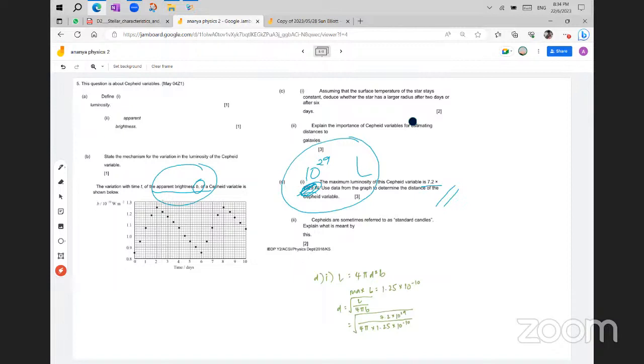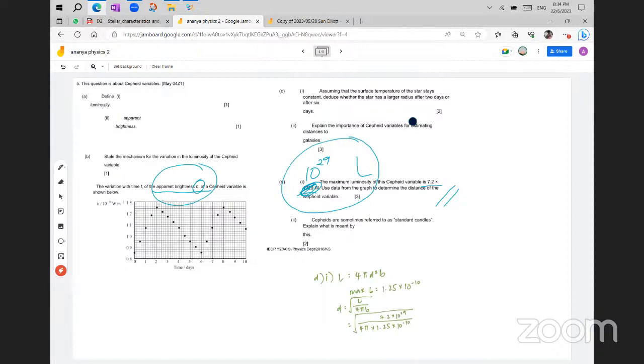The rest, A, B, C1, C2, and D2, is based on our qualitative understanding of Cepheid, right? I tried to explain to you very fast just now. If you don't understand the answer key, please tell me. If you want me to explain the A, B, C1, C2, I can explain it rather fast right now. Would you like me to do that? For this question? For this question.